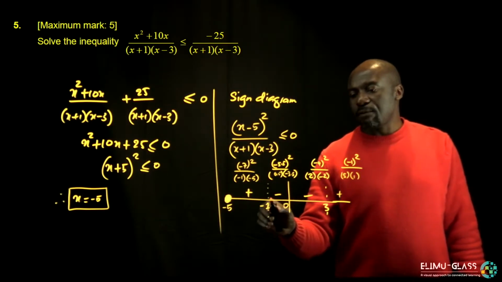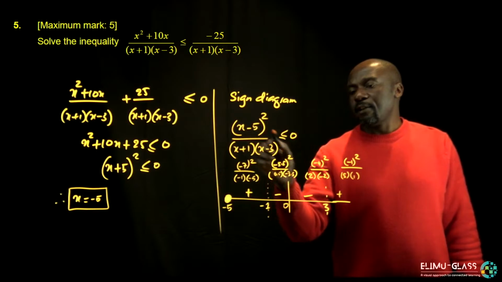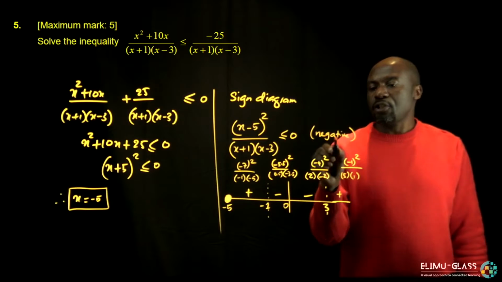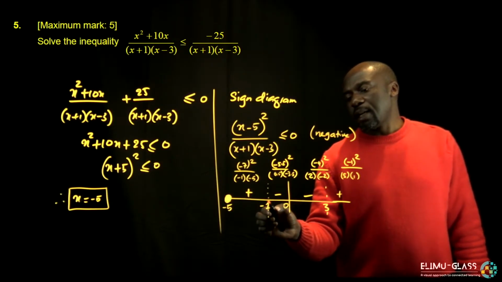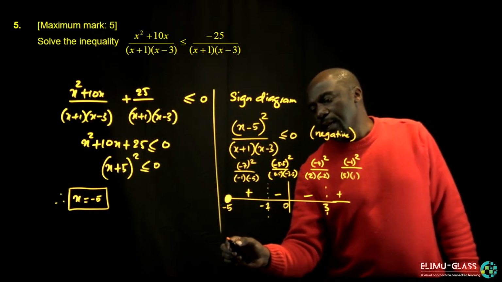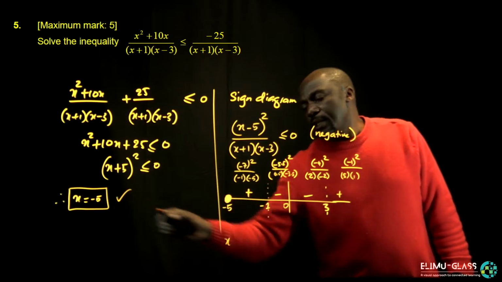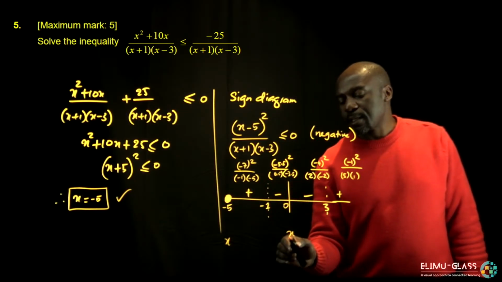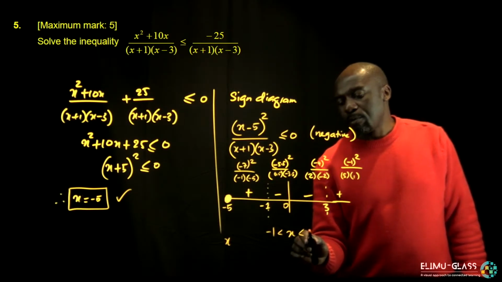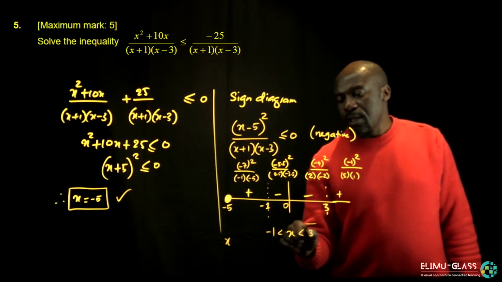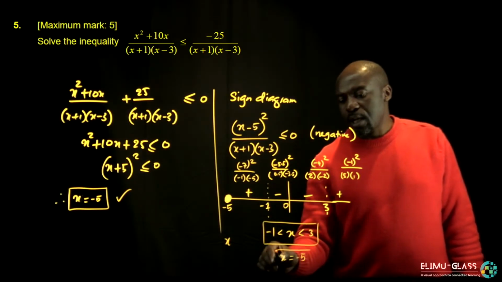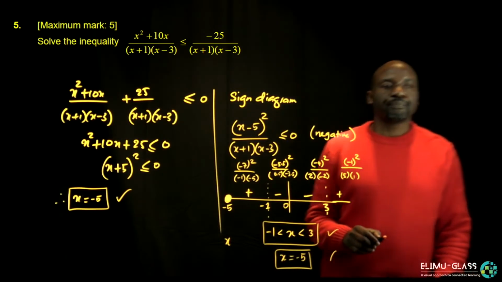So we can see that the function is less than 0. That means it's negative. So the function is negative between negative 1 and 3. So we can say that the solutions therefore are x other than this. The other solution has to be x lies between negative 1 and positive 3. So this and x equals negative 5 are the solutions to this problem.